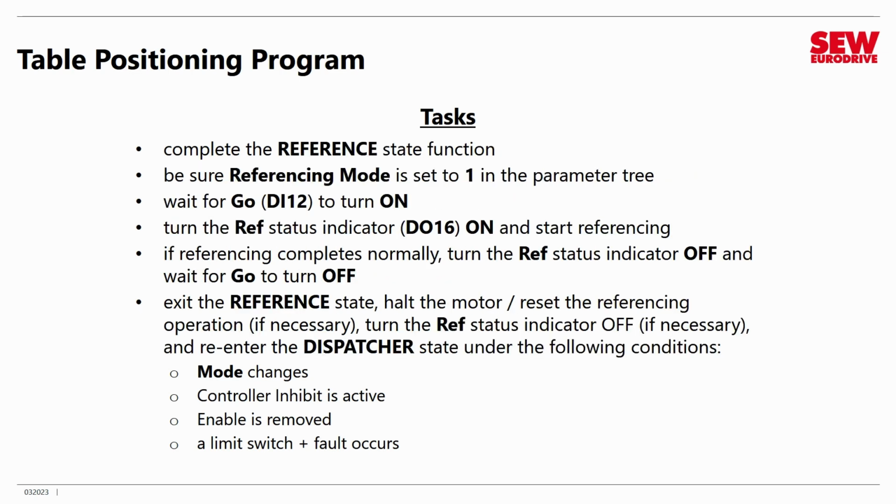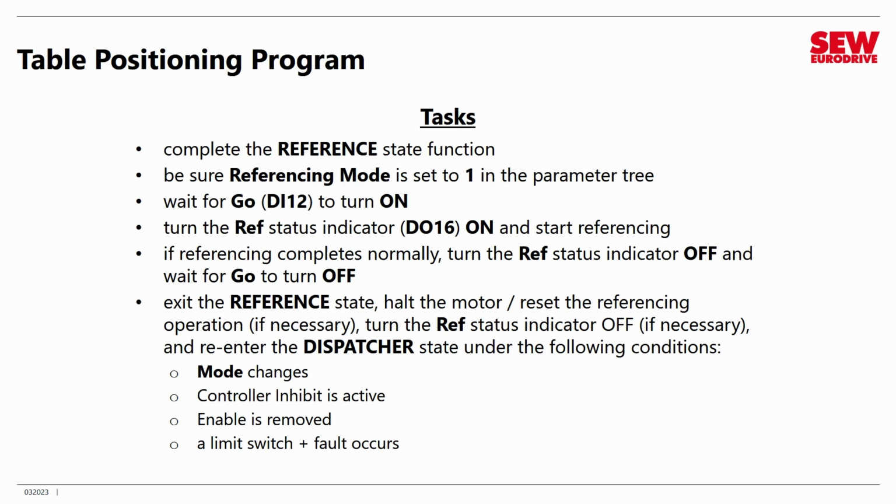Moving on, I'd also like you to complete the reference state function. Please double check that referencing mode is set to 1 in the parameter tree. That's the one we expect to use here. And here's the way it should work. First of all, it should wait for the go switch, which is DI12, to turn on. As soon as that happens, you should turn the reference status indicator, DO16, on and start the referencing operation.